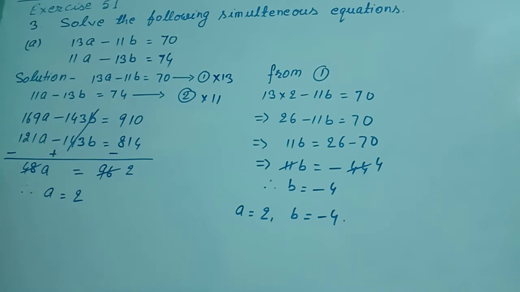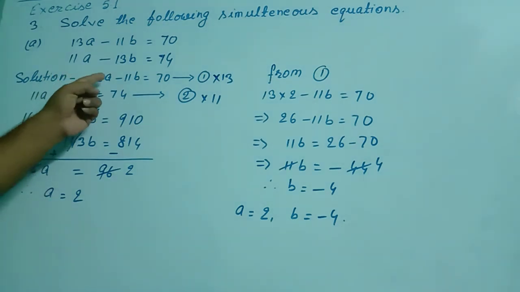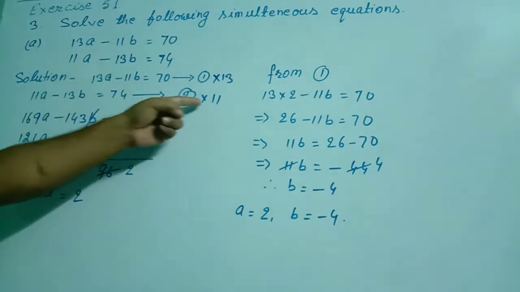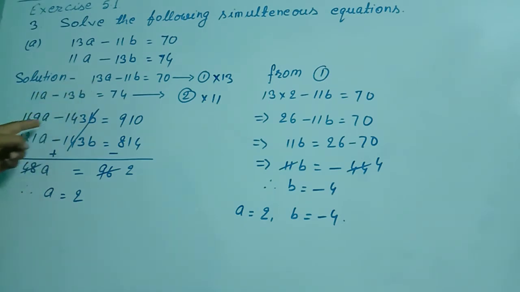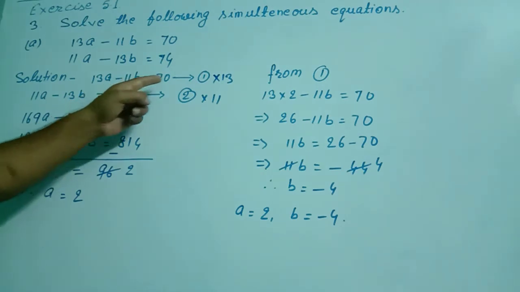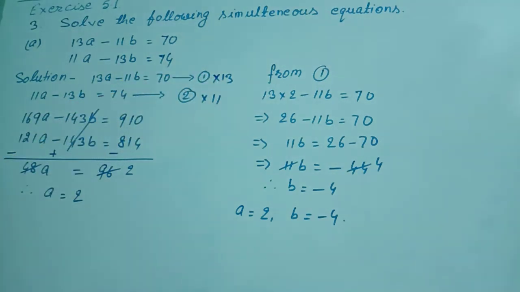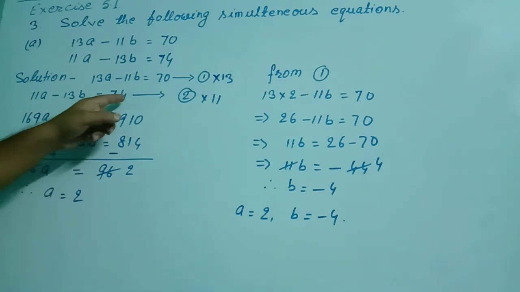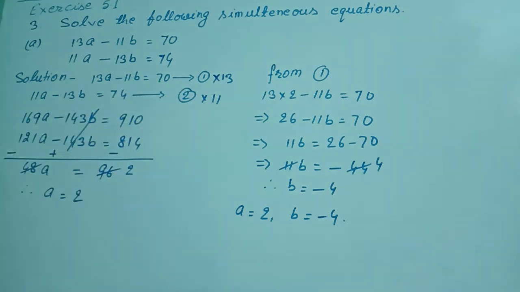For that, we shall equal the coefficient of the variable. For that reason, I multiplied equation number 1 by 13 and equation number 2 by 11. So this equation became 169a minus 143b equal to 70 into 13, 910. And equation number 2 became 121a minus 143b equal to 74 into 11 equal to 814.